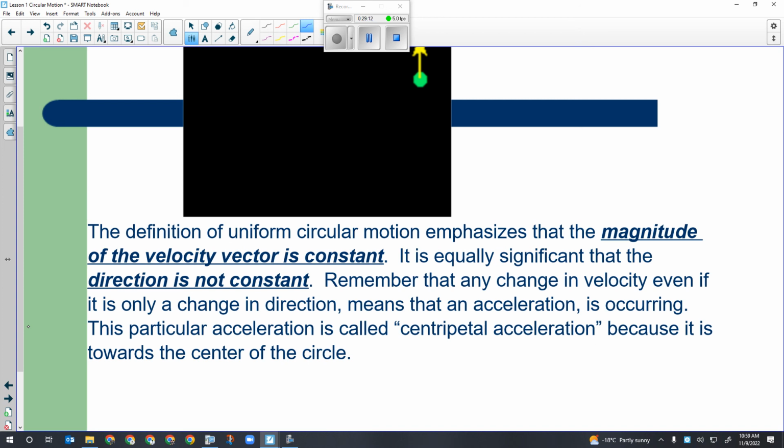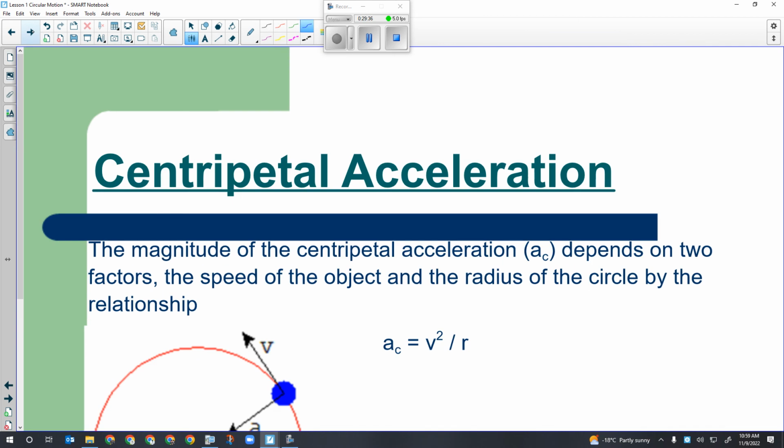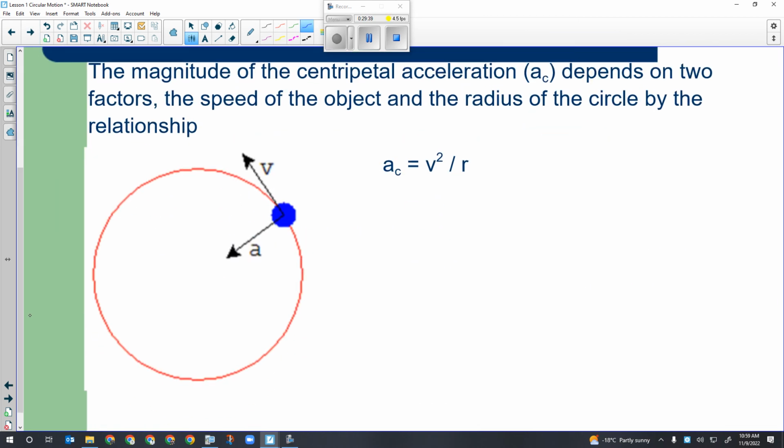Okay, all right, so if there's going to be a change in velocity, then that means that there's an acceleration. Okay, in this case, a centripetal acceleration because it's directed where? Towards the center. For something to move in a circle, it has to be accelerating towards the center. Anything that's center seeking is centripetal. So, centripetal acceleration is calculated by taking the speed of the object squared and dividing it by the radius. Okay?